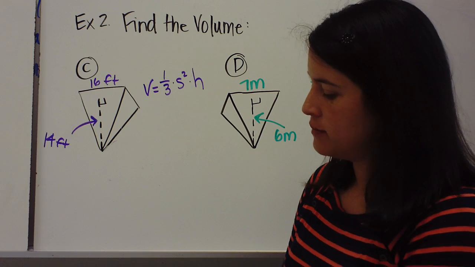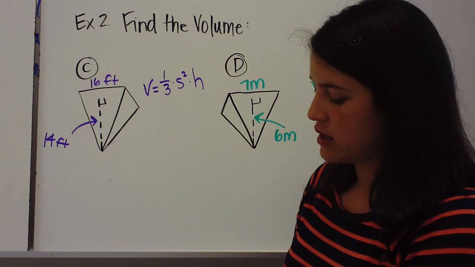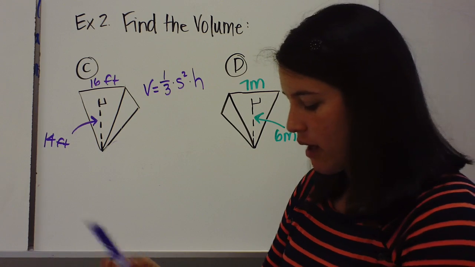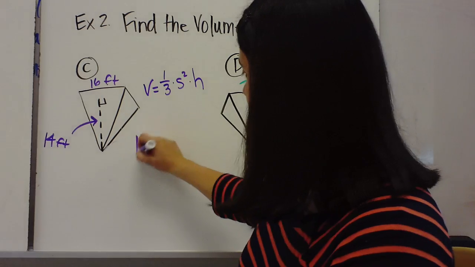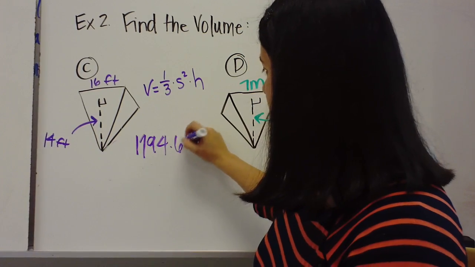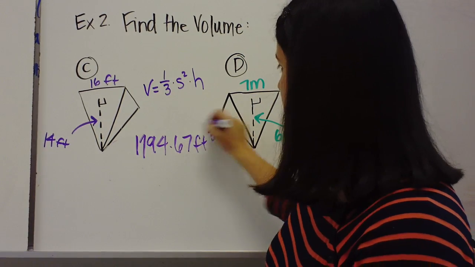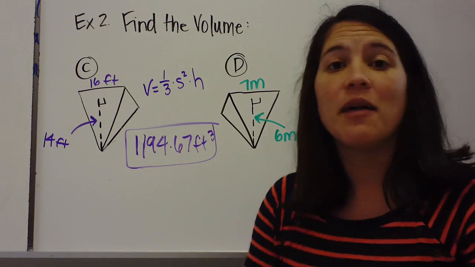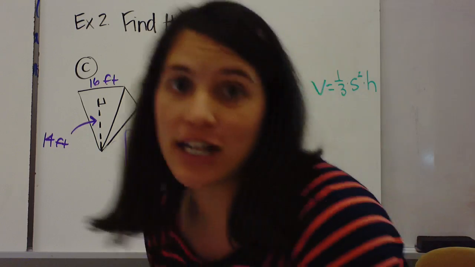1/3 times 16 squared times 14. Okay, so I think this is right. 1194.67 feet cubed. Alright, so now I'm going to wrap it up really quick because I've already done this.